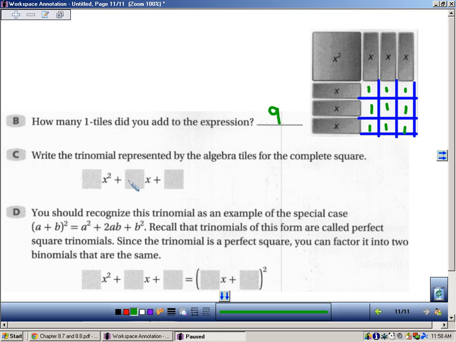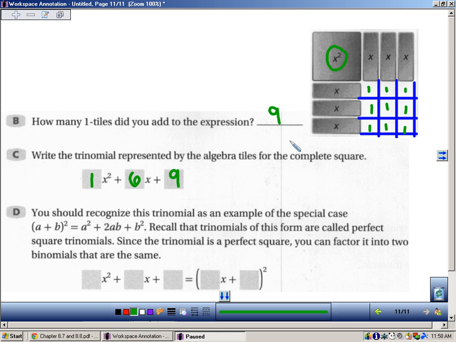It says write the trinomial represented by the algebra tiles for the complete square. And so x squared, there's 1. How many x's are there? There's 3 and 3. There's a total of 6. And how many 1 by 1 tiles? There's a total of 9. And so this is the trinomial. It's 1x squared plus 6x plus 9.